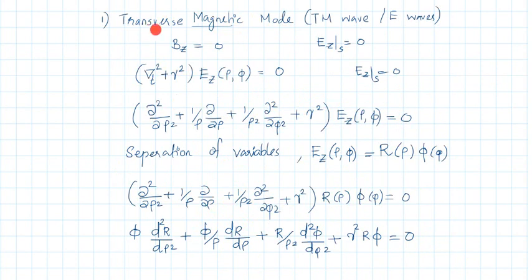First case is transverse magnetic mode or TM wave. It is nothing but Bz is 0. What is the meaning of Bz is 0? Along the axis of the cylinder, there is no magnetic field. That is, magnetic field is entirely in the transverse direction. That is why it is called a transverse magnetic mode. And the boundary condition is Ez on the surface 0. Not that Ez is 0 everywhere, Ez on the surface is 0. So this is the wave equation, del t square plus gamma square acting on Ez. It is a function of just rho and phi.